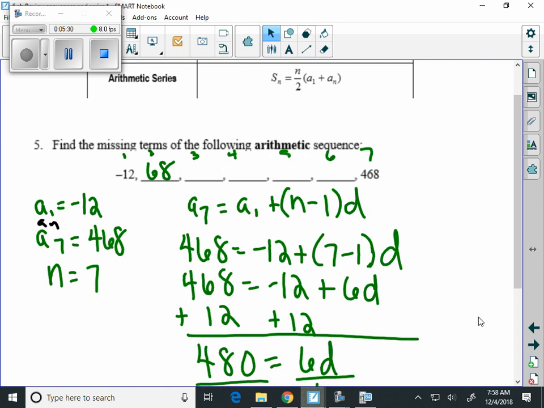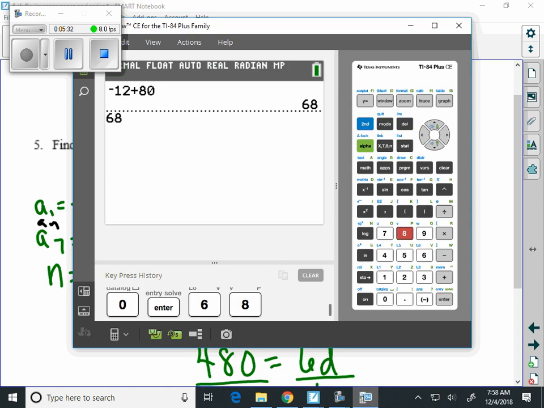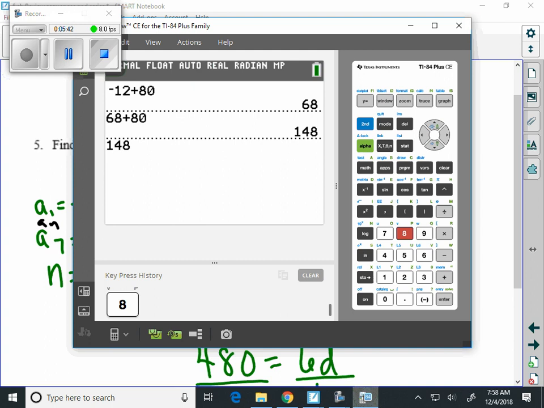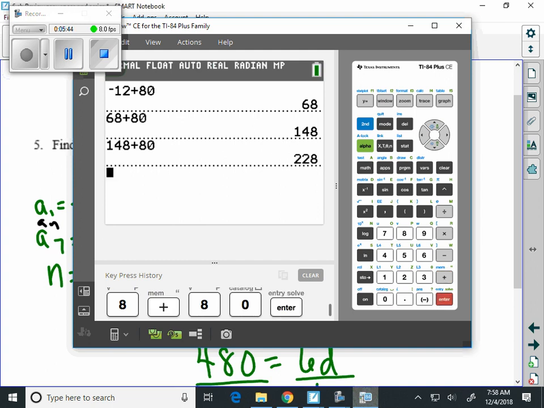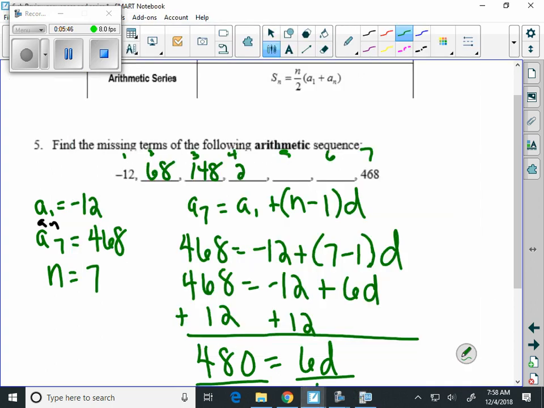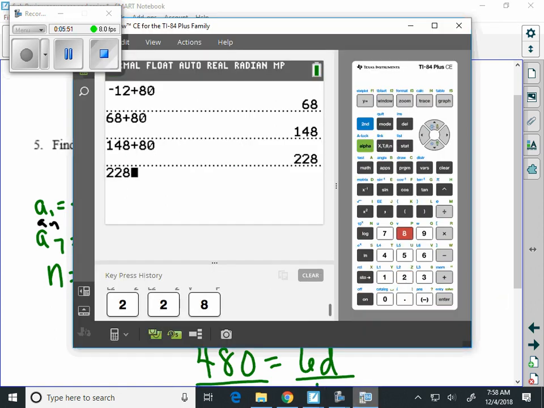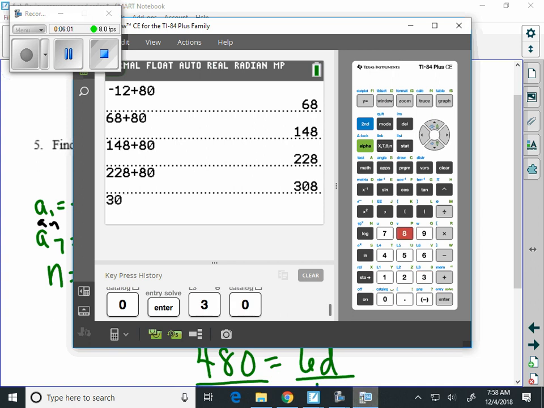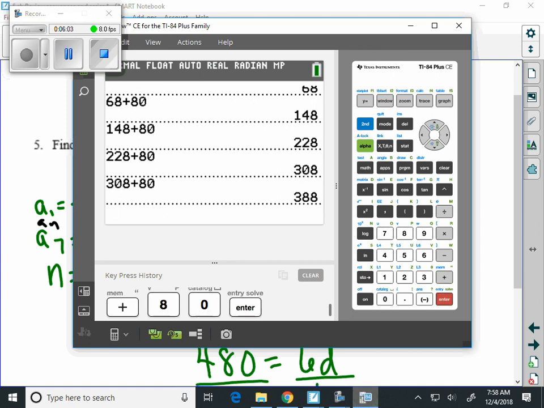And it's going to be 68 plus 80. Gives us 148. 148 plus 80, 228. 228 plus 80 gives us 308. 308 plus 80 gives us 388.